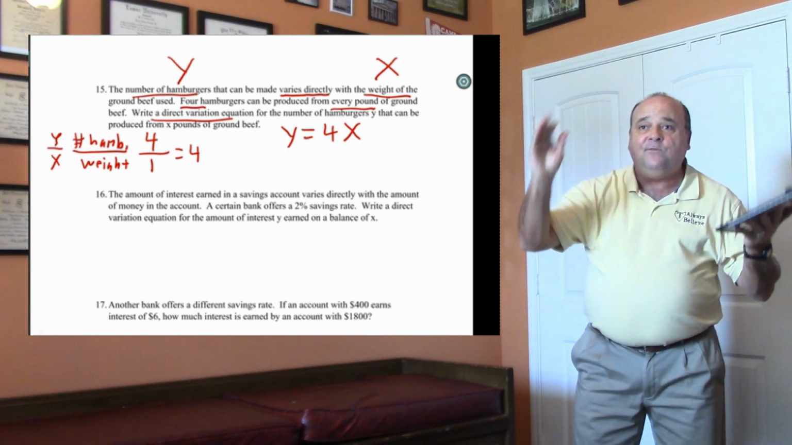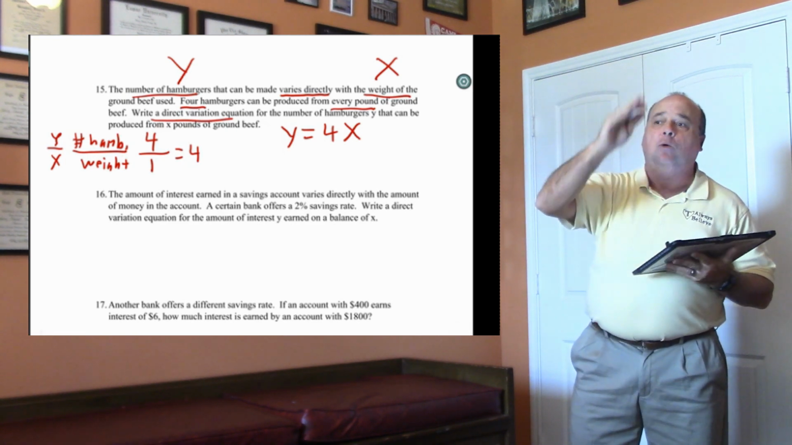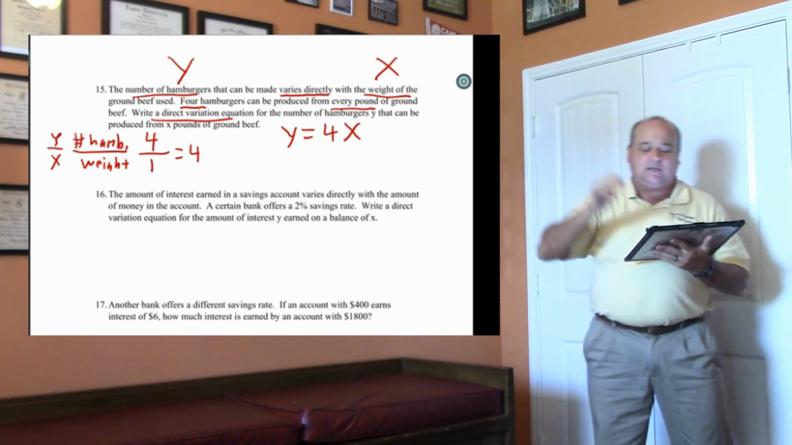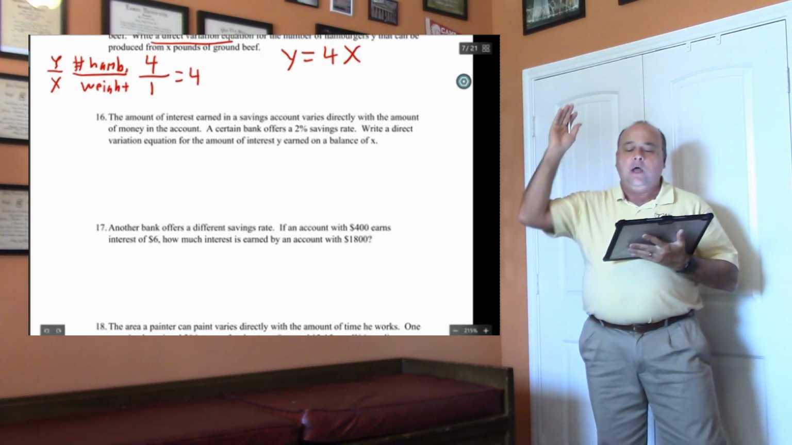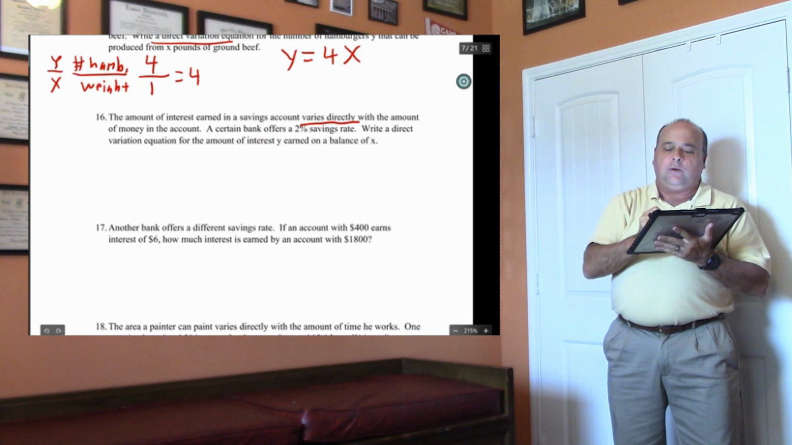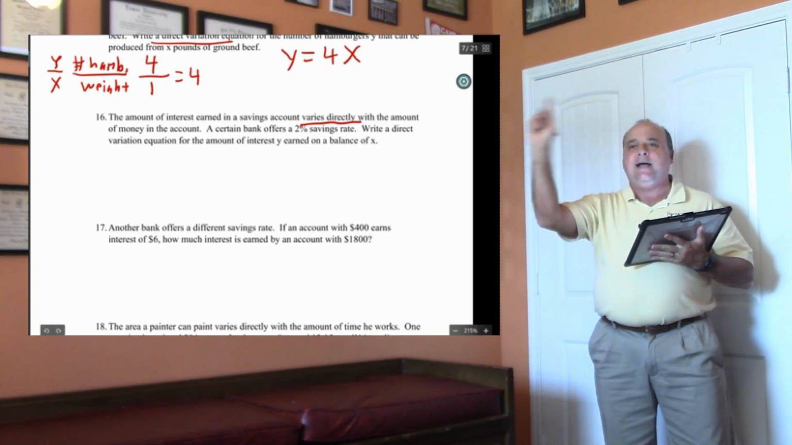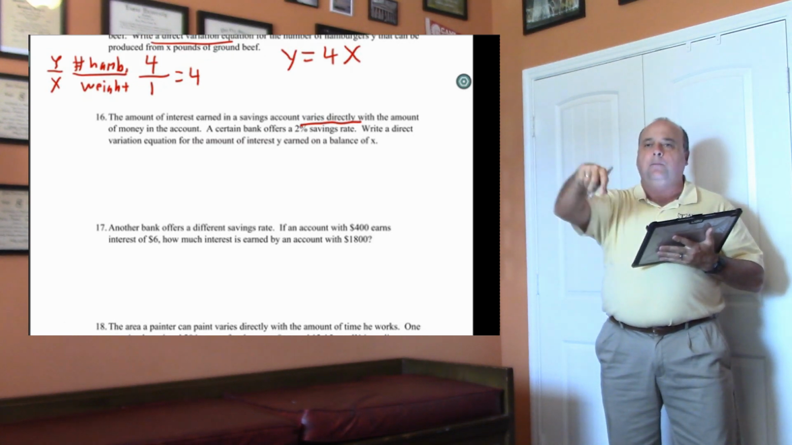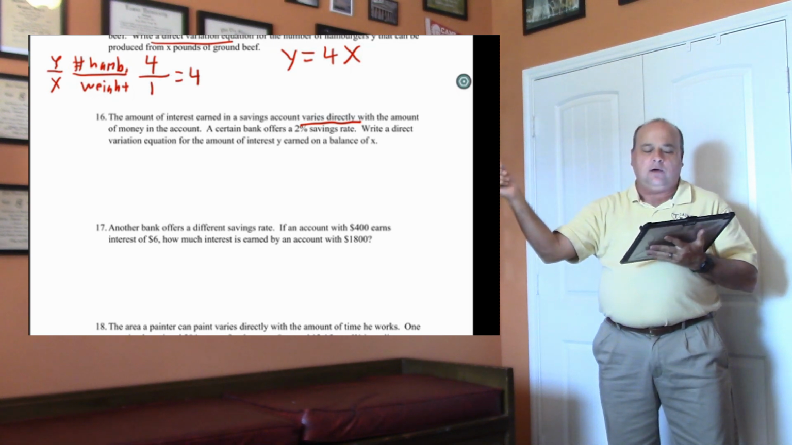Remember, y varies directly with x. You're going to put y over x every single time. Let's go to the next one. Underline the words varies directly. Then label y and x. Some of the words will be your y, and one of the words will be your x.